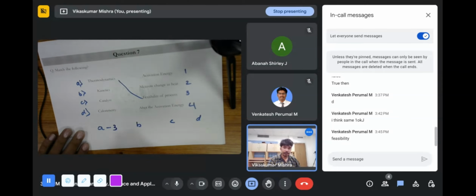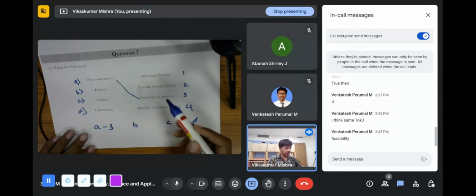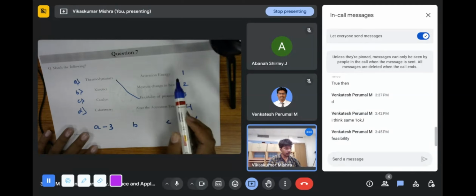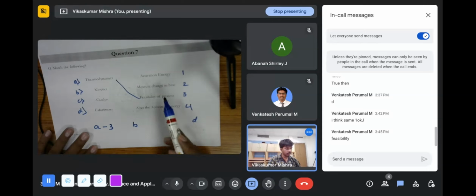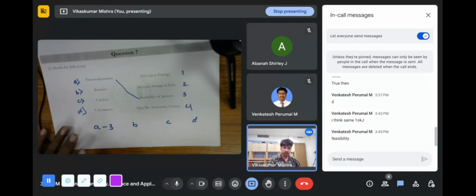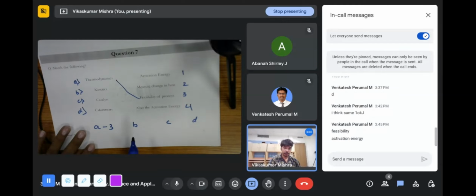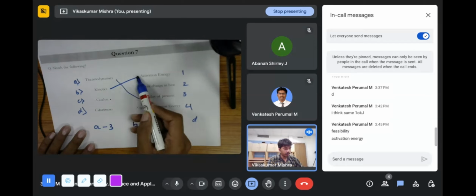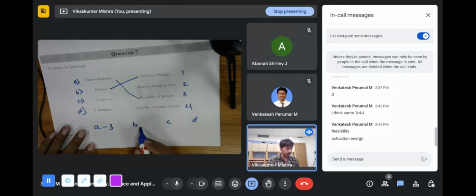A will match with 3. What about B, the kinetics? Kinetics among these three remaining, feasibility has already gone. Does it talk about the activation energy, measurement of the heat, or the altering of the activation energy? Activation energy it is, yeah. So kinetics we can say will talk about the activation energy. So B is going to match with 1.